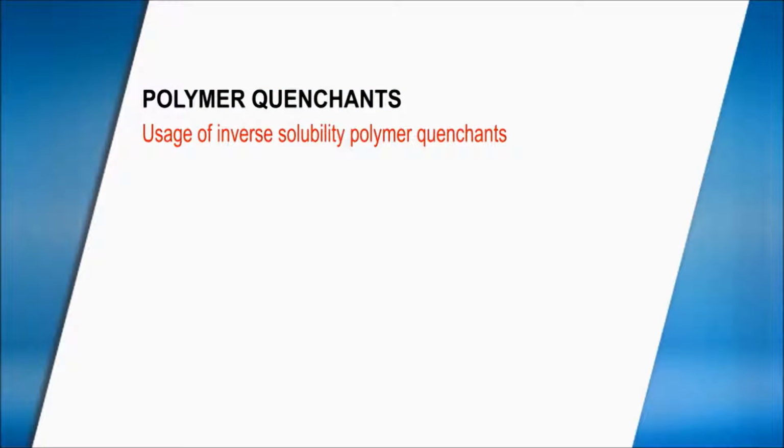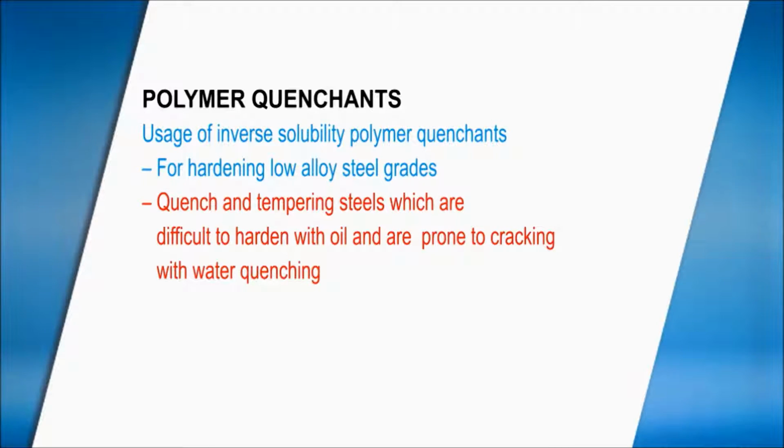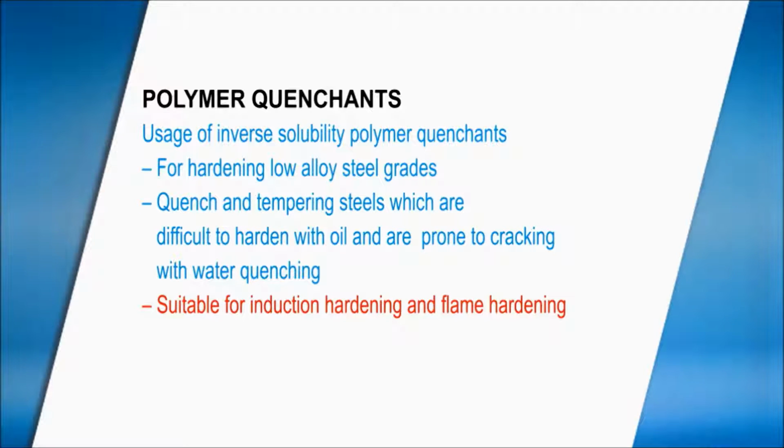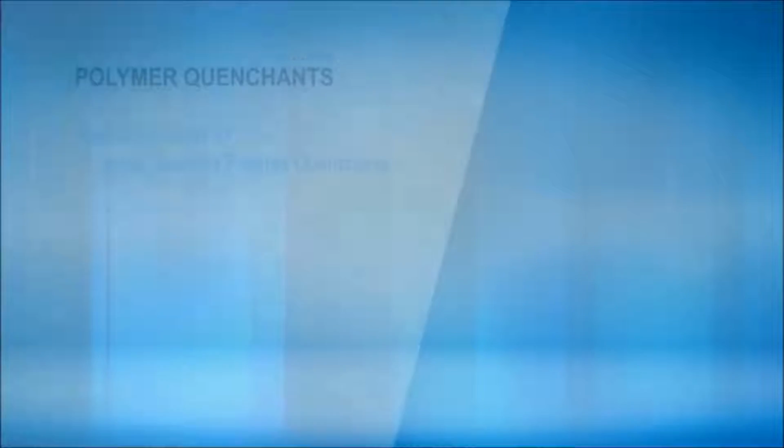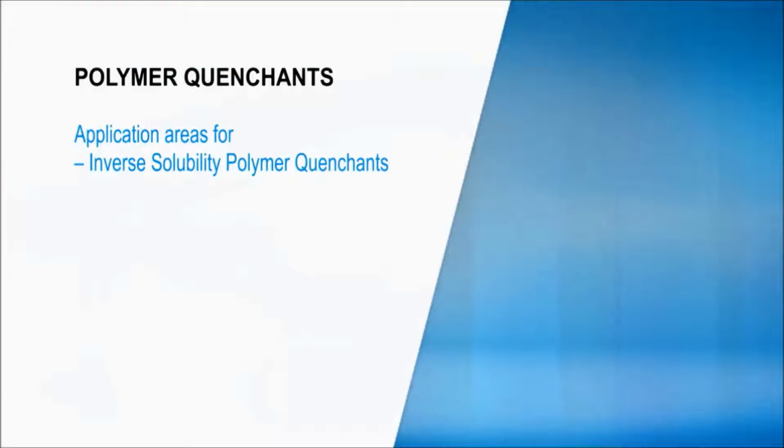Inverse solubility polymer quenchants are used in quenching baths, mainly for hardening low alloy steel grades, quench and tempering steels, which are difficult to harden with quenching oil, but which are prone to cracking with water quenching. They can also be used for induction and flame hardening processes. Inverse solubility polymer quenchants can be used for a wide range of applications.